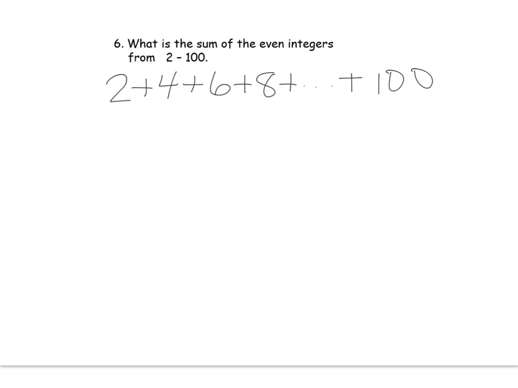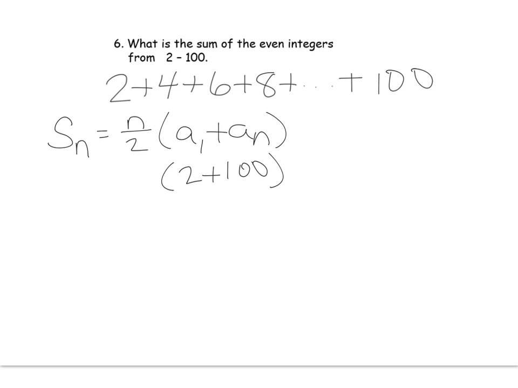That A1 is 2 and AN is 100. So let's go to our formula: N over 2 times A1 plus AN. A1 is 2, AN is 100. We have to identify how many numbers we're adding up.